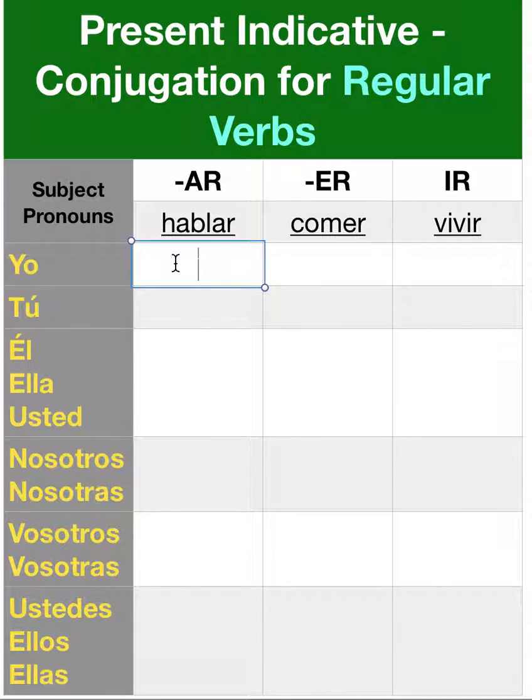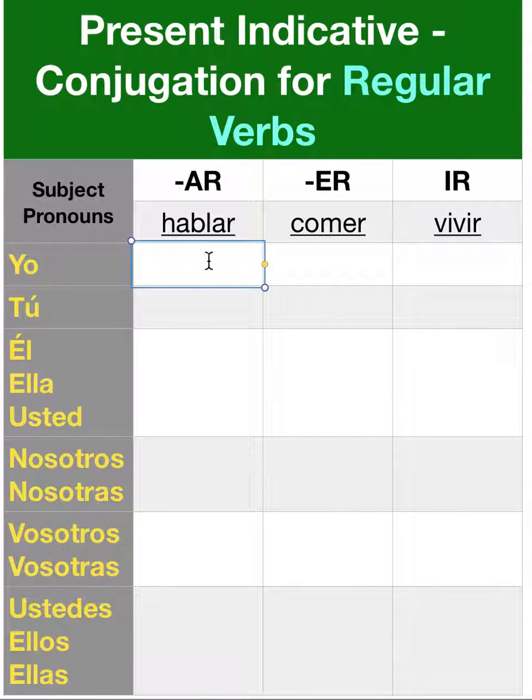Let's take a look at the AR verb first. We have hablar. Before we start, I would like you to know that the stem of a verb is the part without the ending. For hablar, HABL is the stem, without the AR. For comer, COM is the stem, and for vivir, VIV is the stem.